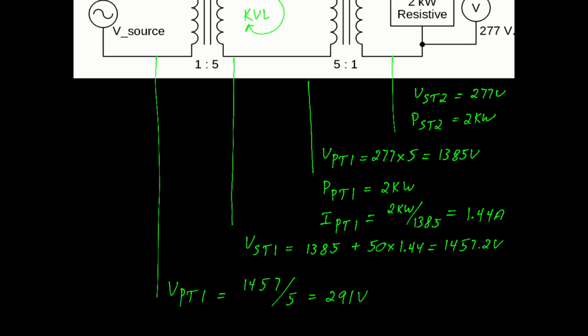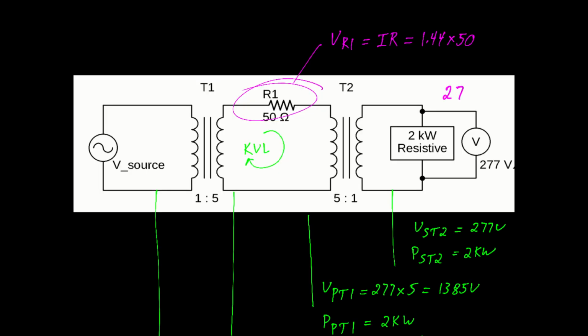To recap this problem, we worked it from right to left. We had 277 volts on the secondary of T2. We had 1,385 on the primary of T2. We had a 72 volt drop across R1. We used KVL to see that the secondary of T1 has a voltage of 1,457. And then we divide by 5 to see that the primary of T1 has 291 volts.